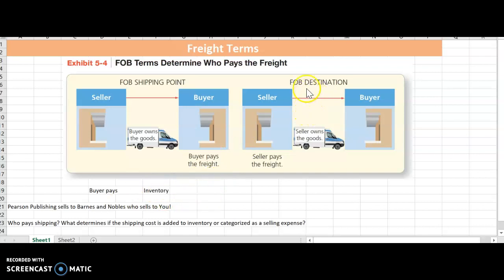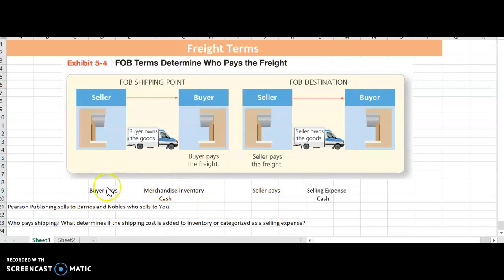Now, if it would have been FOB destination, say we're still Barnes & Noble and we're still buying from Pearson Publishing, in this case, Pearson Publishing paid because they sent the books and the whole time it was traveling to us, it still belonged to Pearson Publishing. So in that case, they would have to pay, and us, Barnes & Noble, does nothing. So they had to pay the shipping in order to make the sale to us. So since they had to pay this to make the sale, the seller will record this as a selling expense.